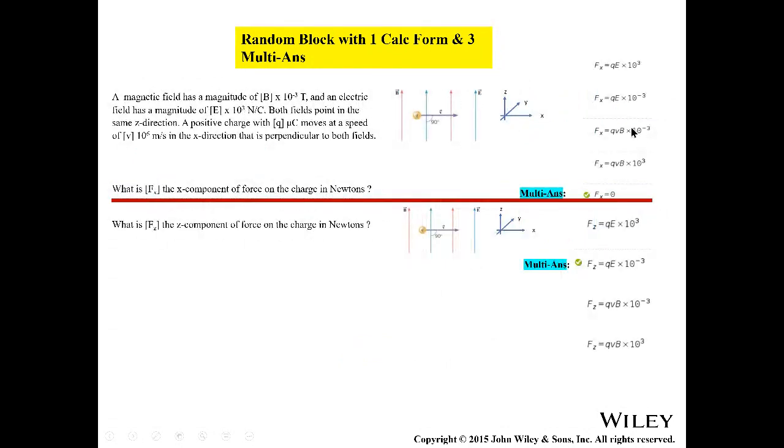All right. And what is the force in the x component? Well, in the x component, there is no force. Why? Because the electric force is in the z direction and the magnetic force is in the negative y direction. There is no force in the x direction, so that's 0. And what is the z component? Oh, that's very easy. It's totally in the z direction, QE times 10 to the minus 3. All right, so you can see it is not that difficult.